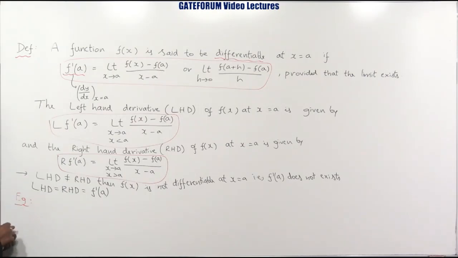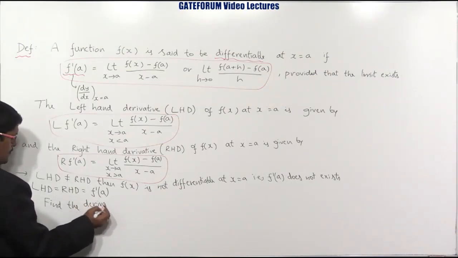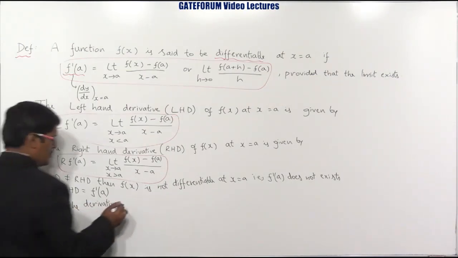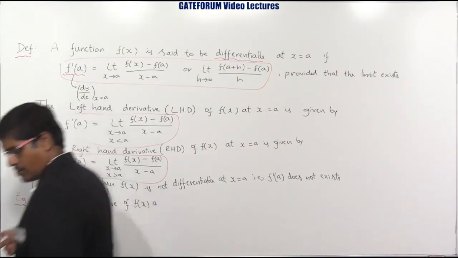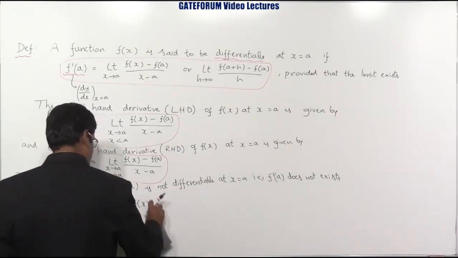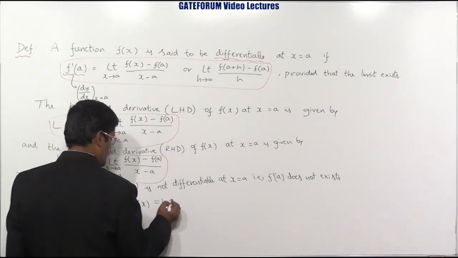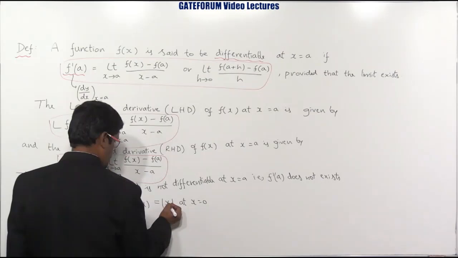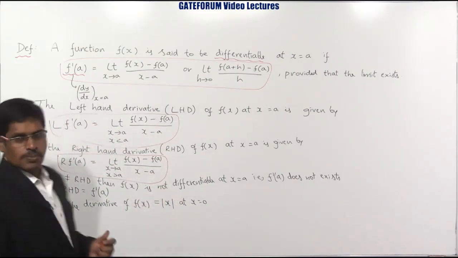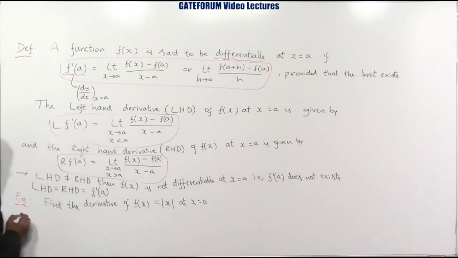Example. Find the derivative of f of x is equal to mod x at x equal to 0. So the function is mod x and a value is 0, that is origin. Solution.